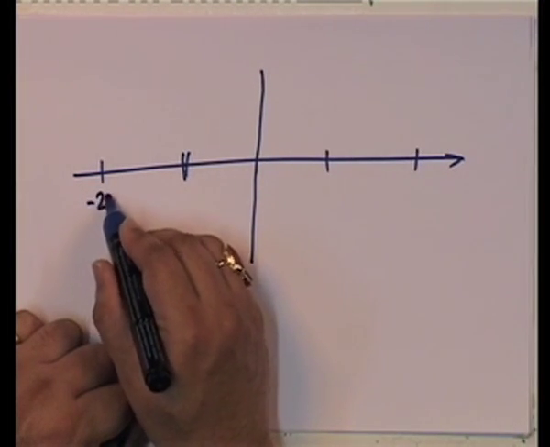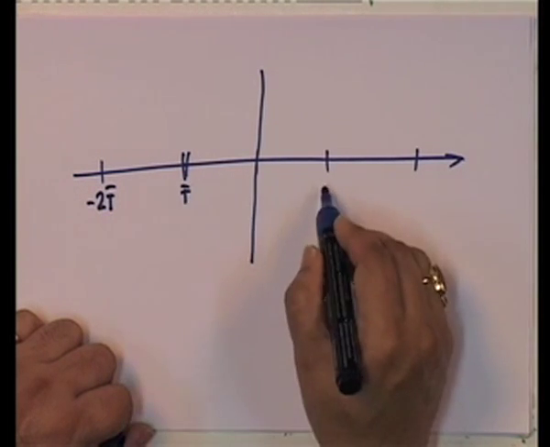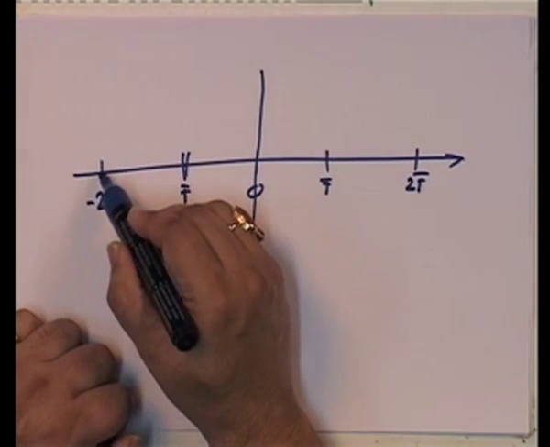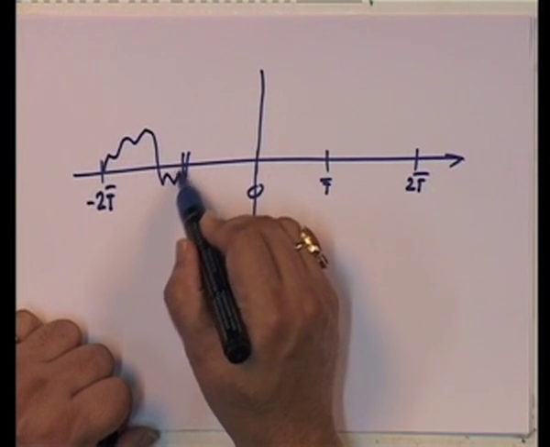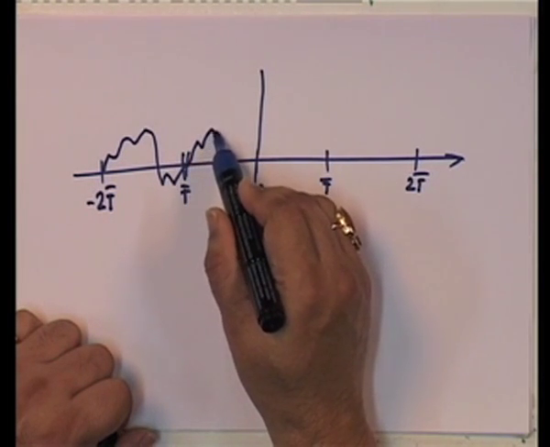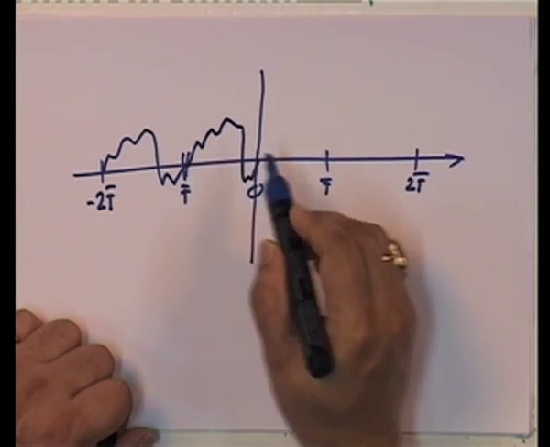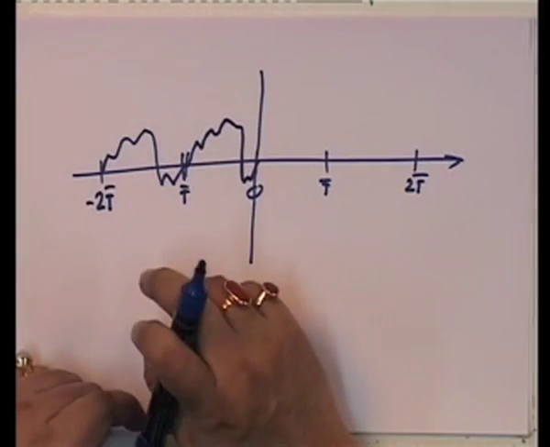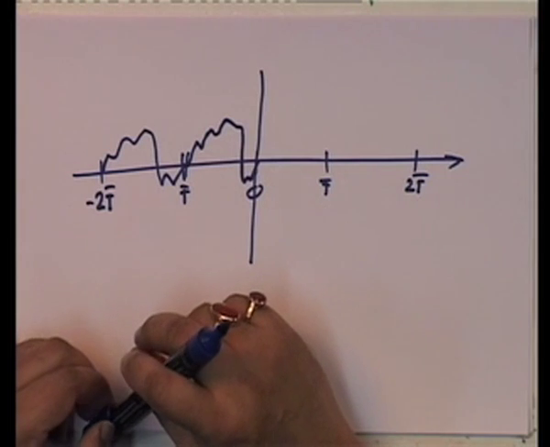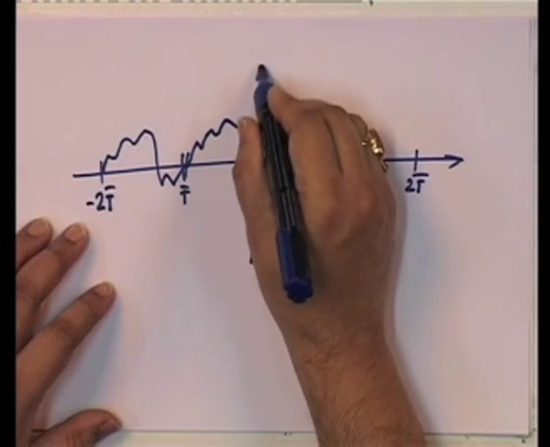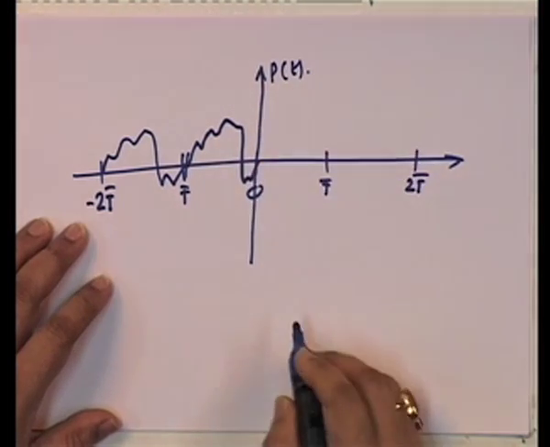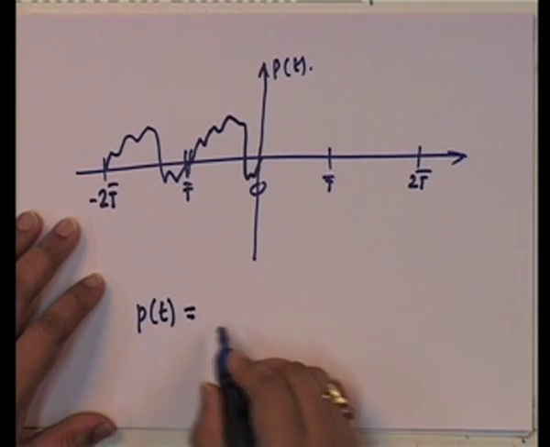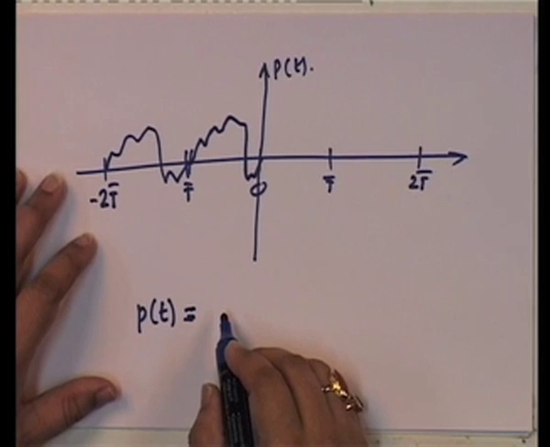So, this is minus 2 t bar, 0, t bar, 2 t bar, and this is a load, some load. It repeats itself. It just keeps repeating itself. Now, when you have a periodic load, it is very interesting. So this is P of t. The load P of t actually can be written in a Fourier series.